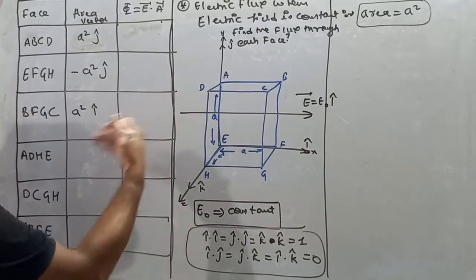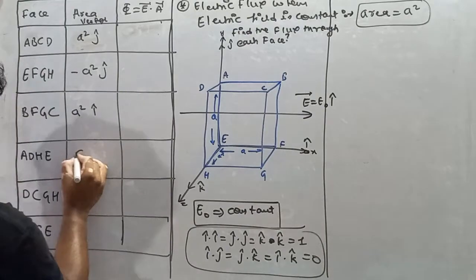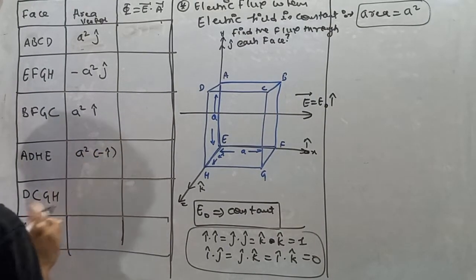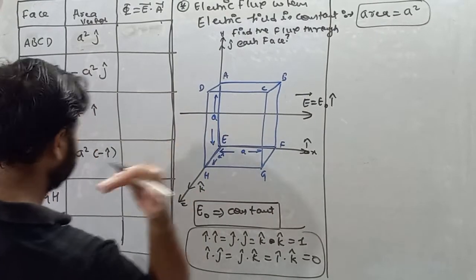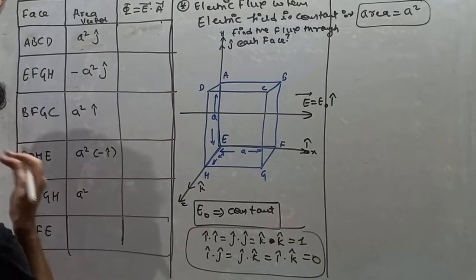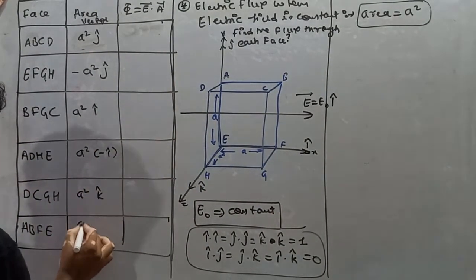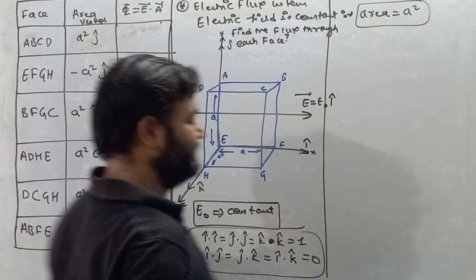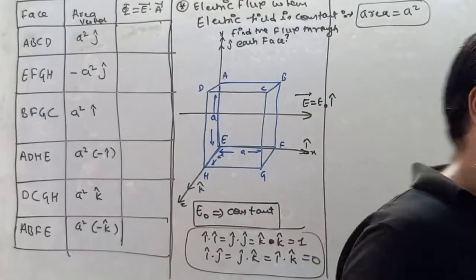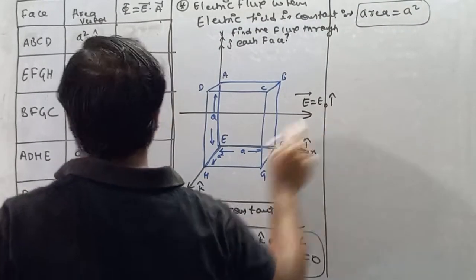ADHE is directed towards the negative x-axis, so its area vector is A square minus i cap. Similarly, DCGH is directed in the front side, so it is A square and the direction is k cap, and for the opposite face it is A square minus k cap. ABFE is in the backward direction. Now see, my dear student, the value of the electric field is E naught i cap.